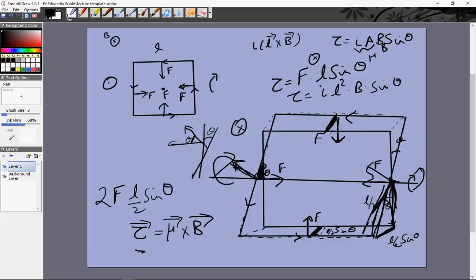Right? And what was the formula for torque in terms of electric dipoles? That was P cross E. So again we see a mathematical similarity between electric and magnetic dipoles. The torque is the moment cross the field. The big difference of course is electric dipoles are created by one positive and one negative charge, whereas magnetic dipoles are simply charges moving around in a circle.